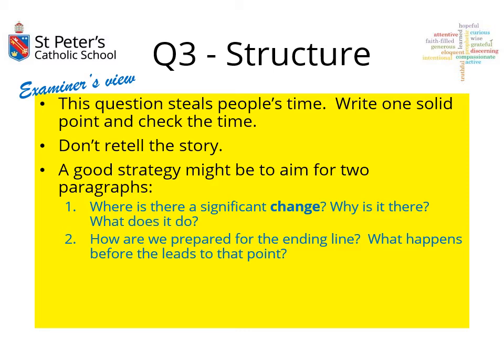I find this a very good strategy that was recommended to me from an examiner's meeting, which I think might be very helpful for you. So maybe aim for 2 paragraphs. So 1, where is there a significant change in the text? Why is it there and what does it do? So you go, at this point, we suddenly have a character enter, or there is a revelation, or the tone changes or something like that. What is it doing at that point and why is it effective?